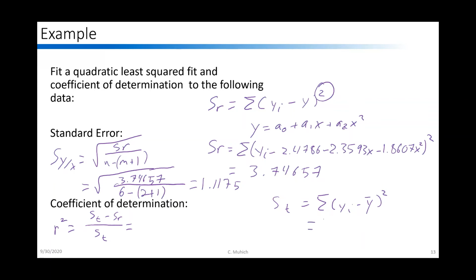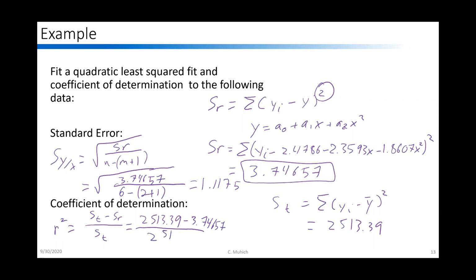Not doing this out, but this ends up being 2513.39. So I can just plug these values in there because I already have SR from up here. So I have ST, so 2513.39 minus 3.74657 over 2513.39. Punch all this out, you end up with 0.99851. Right? So my coefficient of determination is very close to 1.